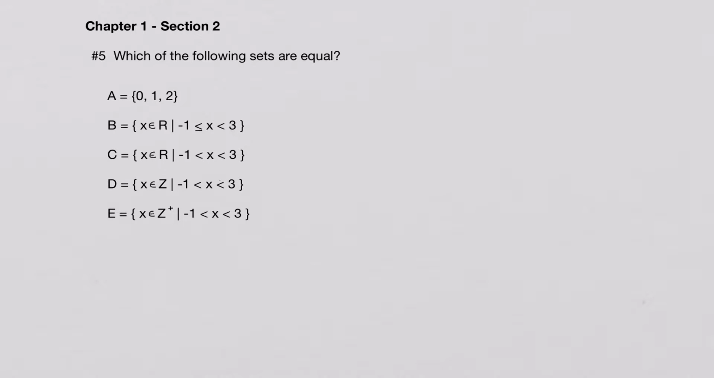In problem 5, we need to determine which of the sets from A through E are equal to each other. Set A is given in roster notation: 0, 1, 2. Let's take a look at set B.